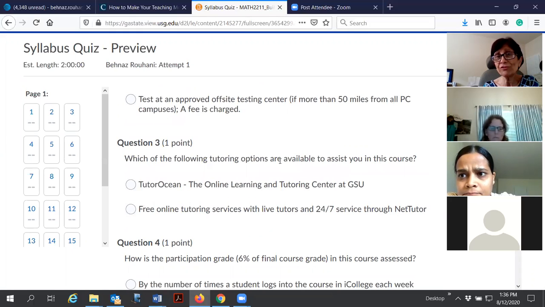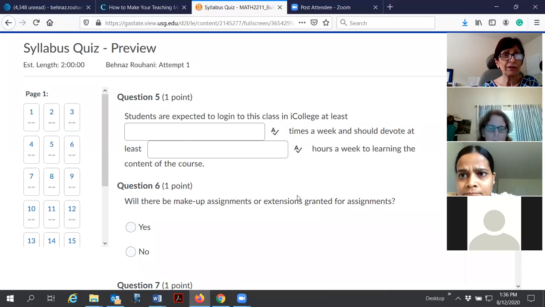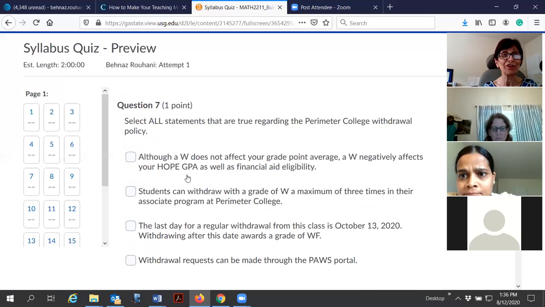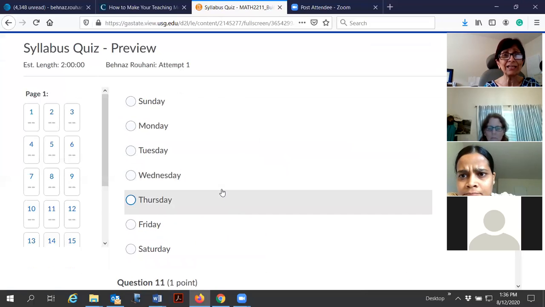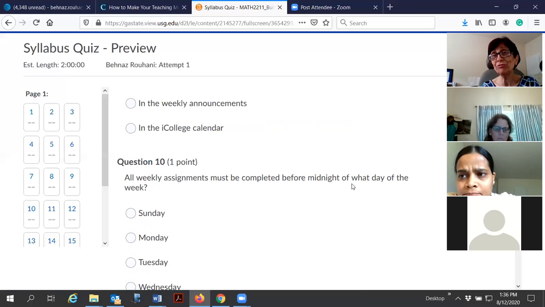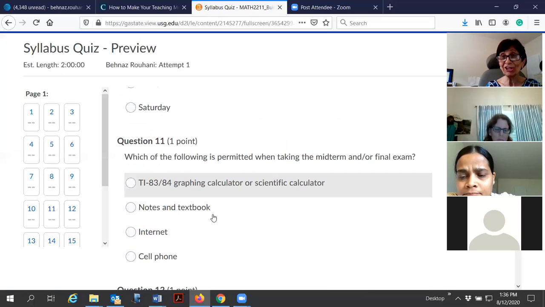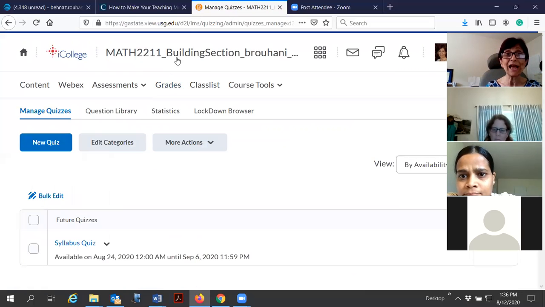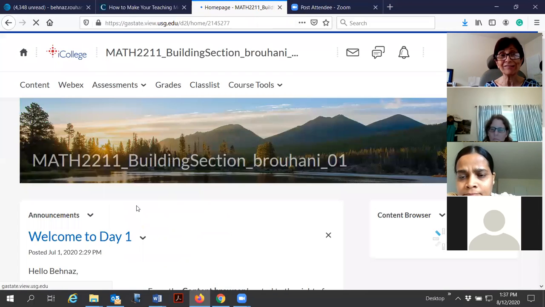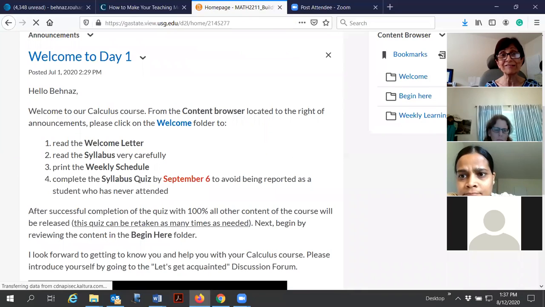Which of the following tutoring options are available? It goes on. How many times are you expected to log into the course? How many hours are you expected to study on this course? This is a 4-credit-hour course. About rules, all the different policies. So basically, all weekly assignments must be completed before midnight on what day of the week, you see? So 21 questions. In that announcement, I explained to them that in order for you to have access to the rest of the material, you must pass this syllabus quiz by such and such a day. So this is a good way for them to learn about the policies of the course.